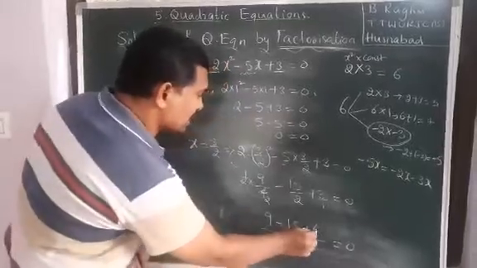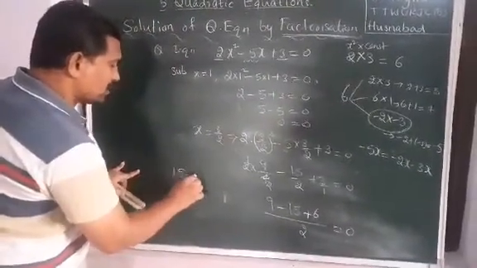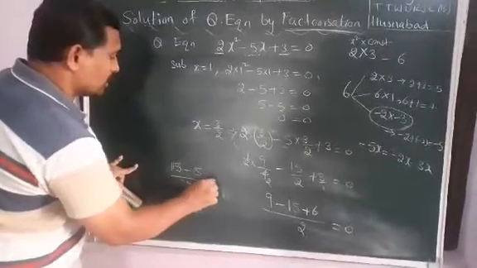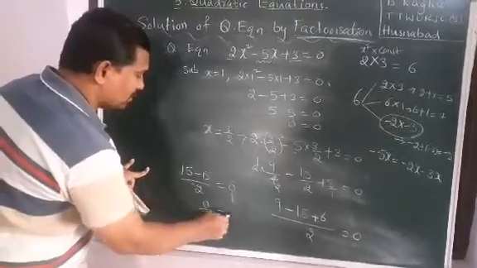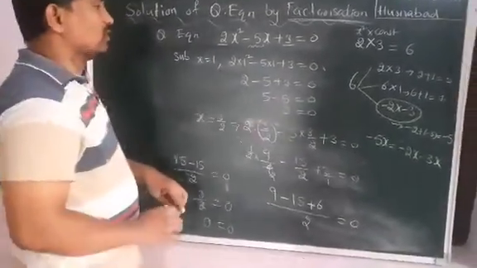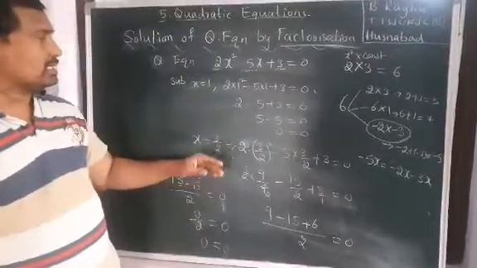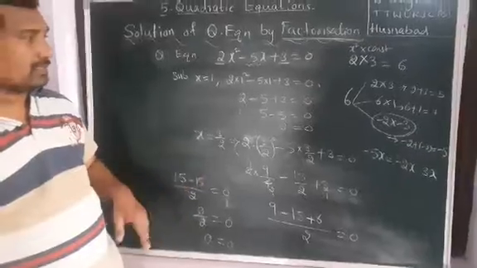So 9 plus 6, 15, minus 15 by 2 equals 0. 15 minus 15 is 0, by 2 equals 0. 0 by 2 is 0. 0 equals 0. So these two values are satisfied. So these are the correct solutions.